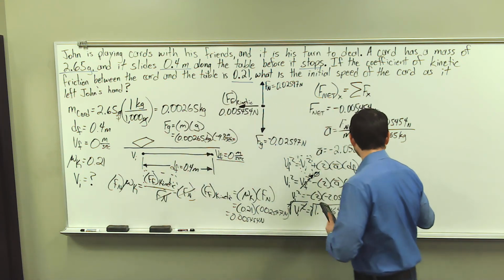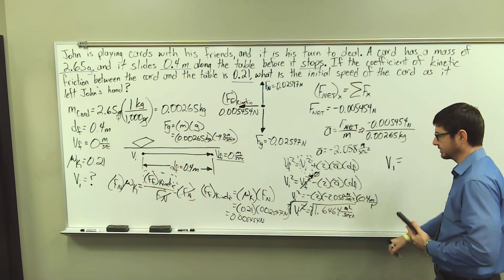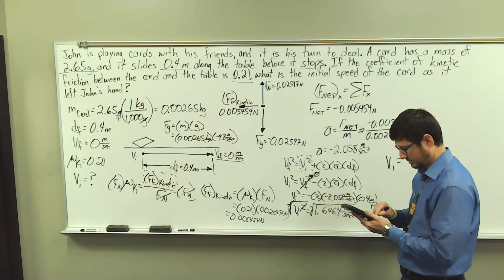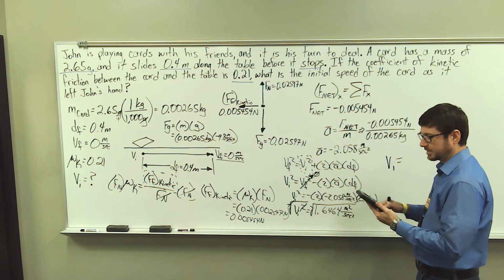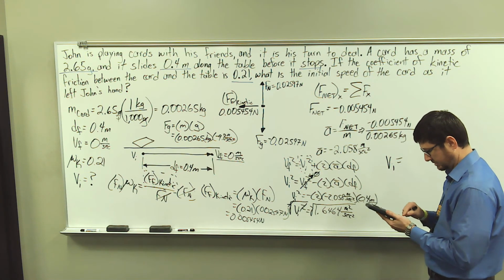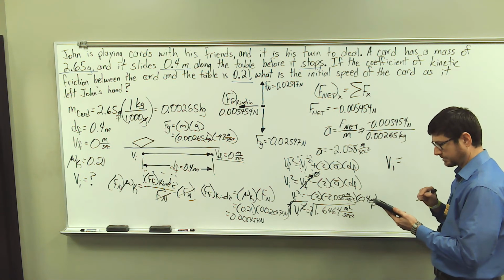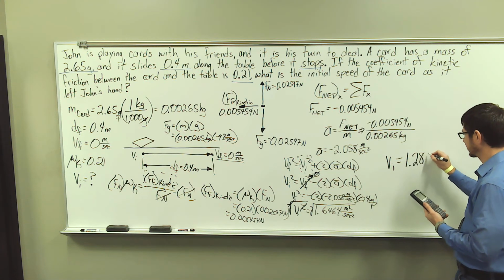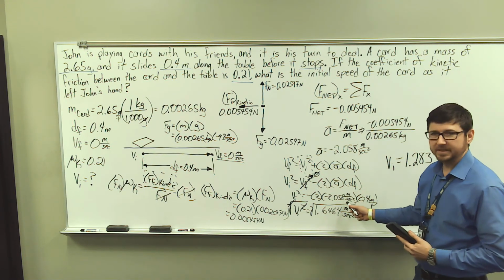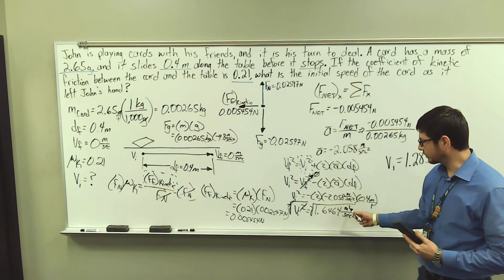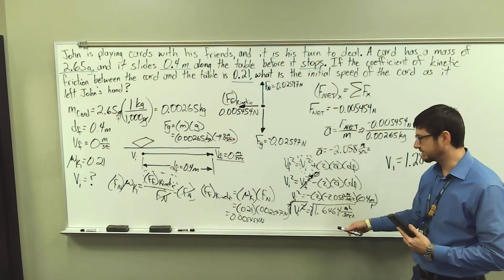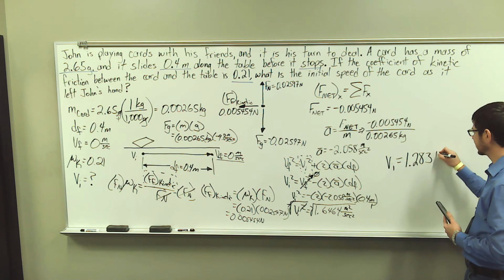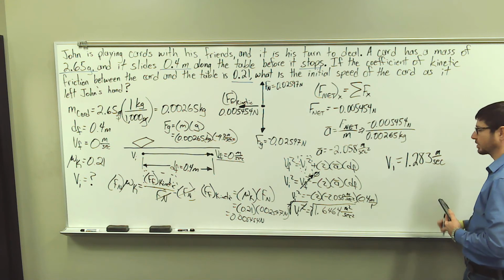So initial velocity is equal to, let's talk about the numerical value first, 1.283. Now remember, not only are we taking the square root of the numerical value, we are also taking the square root of the unit value. So the square root of meters squared per second squared is just meters per second.